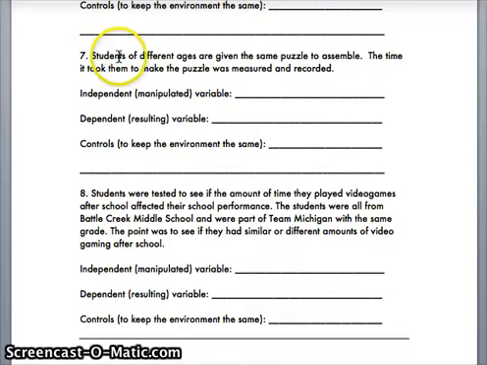Number 7. Students of different ages are given the same puzzle to assemble. The time it took them to make the puzzle was measured and recorded. Again, write the independent or manipulated variable here. Write the dependent or resulting variable here. Write down controls, things that we do to keep the environment the same, here. Again, pause the video, write your responses, and then press play.